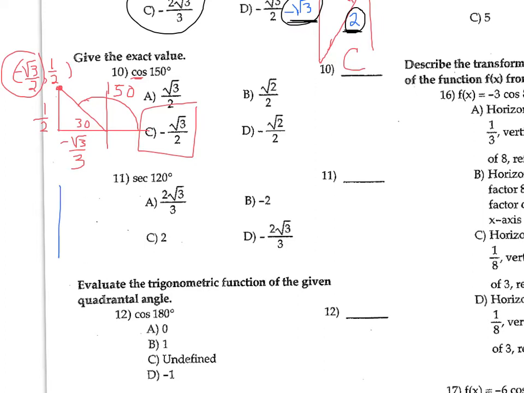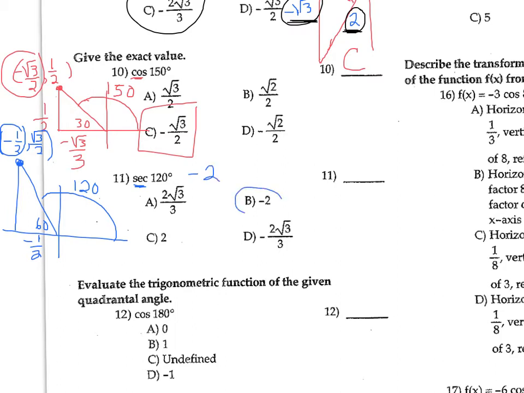What about secant of 120? Again, we need to know the unit circle. 120 should be this angle here. So the reference angle is 60. So the coordinates of this point are -1/2, square root of 3 over 2. And they want secant, which means that they want the reciprocal of cosine. And since cosine is the x, the reciprocal of -1/2 is just -2, which is B.